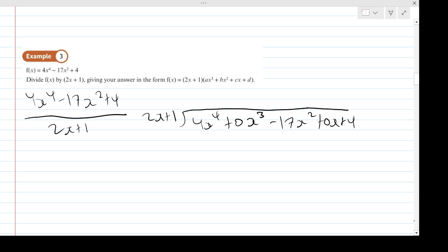Okay, that allows us to then follow the same procedure without any hiccups, right? It allows us to smoothly do the same method if I just include all the powers of x, even if there's 0. Okay, but there we are. That's how we set it up.